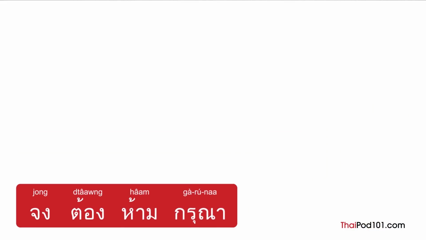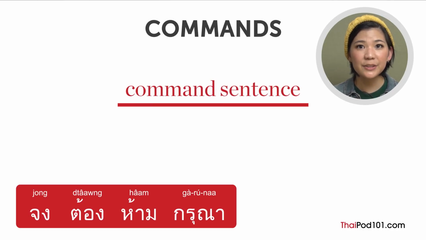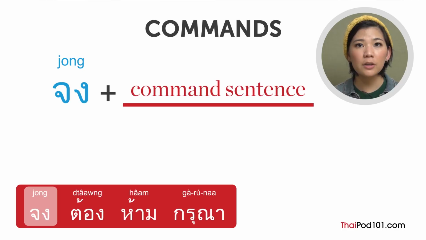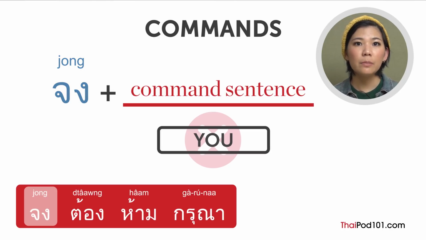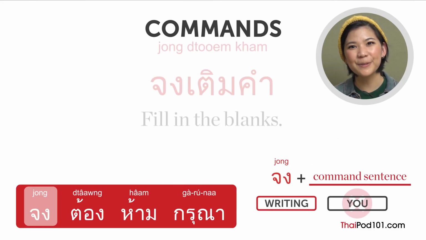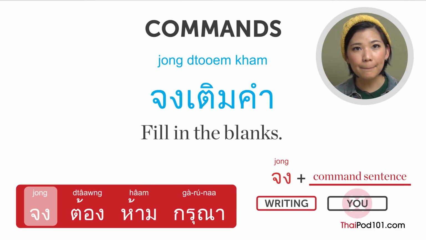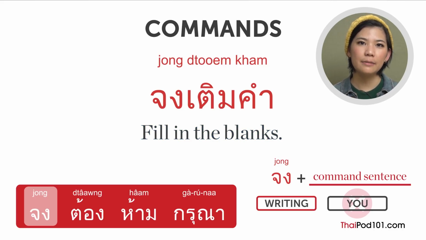Let's start by making a command in Thai. To form a command sentence, you can use the word จง in front of the sentence. The subject you is not used when forming this type of sentence, and จง is mostly used in writing. Let's look at an example. จงเติมคำ fill in the blanks. This would most likely be a written command.